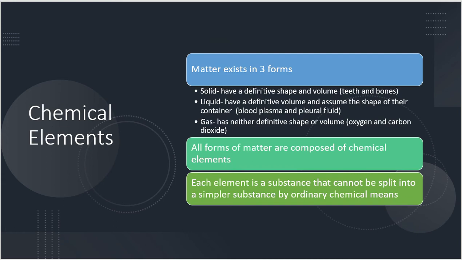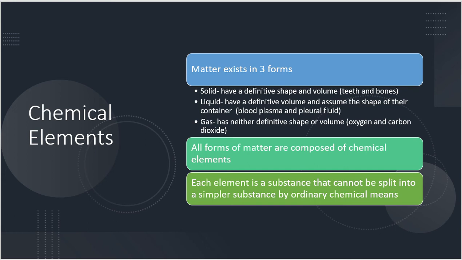So, as you probably know, matter exists in three forms. We have solid, liquid, and gas. A solid has a definite shape and a definite volume. These are things obviously like bones and teeth. These are hard. They're not going to change shape, essentially.